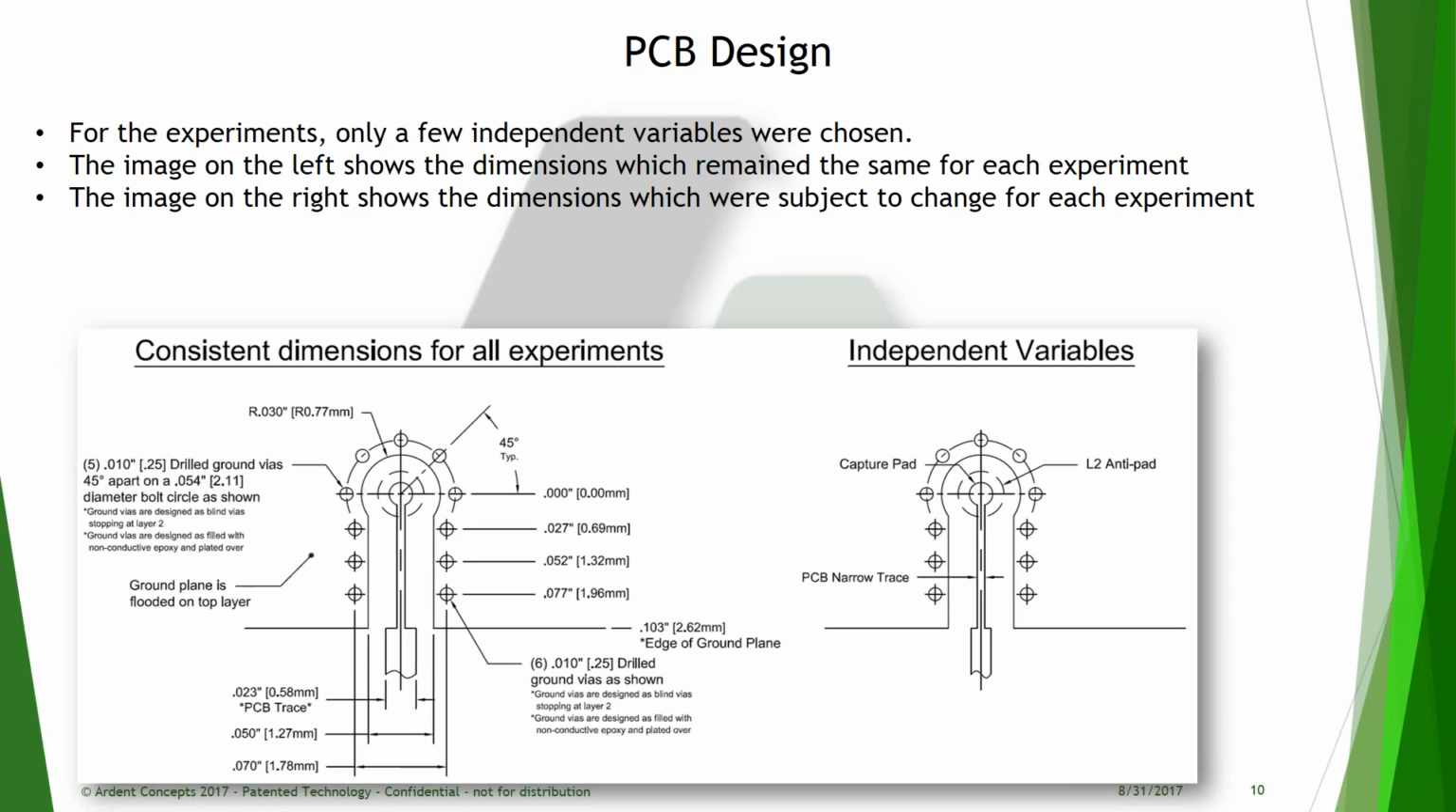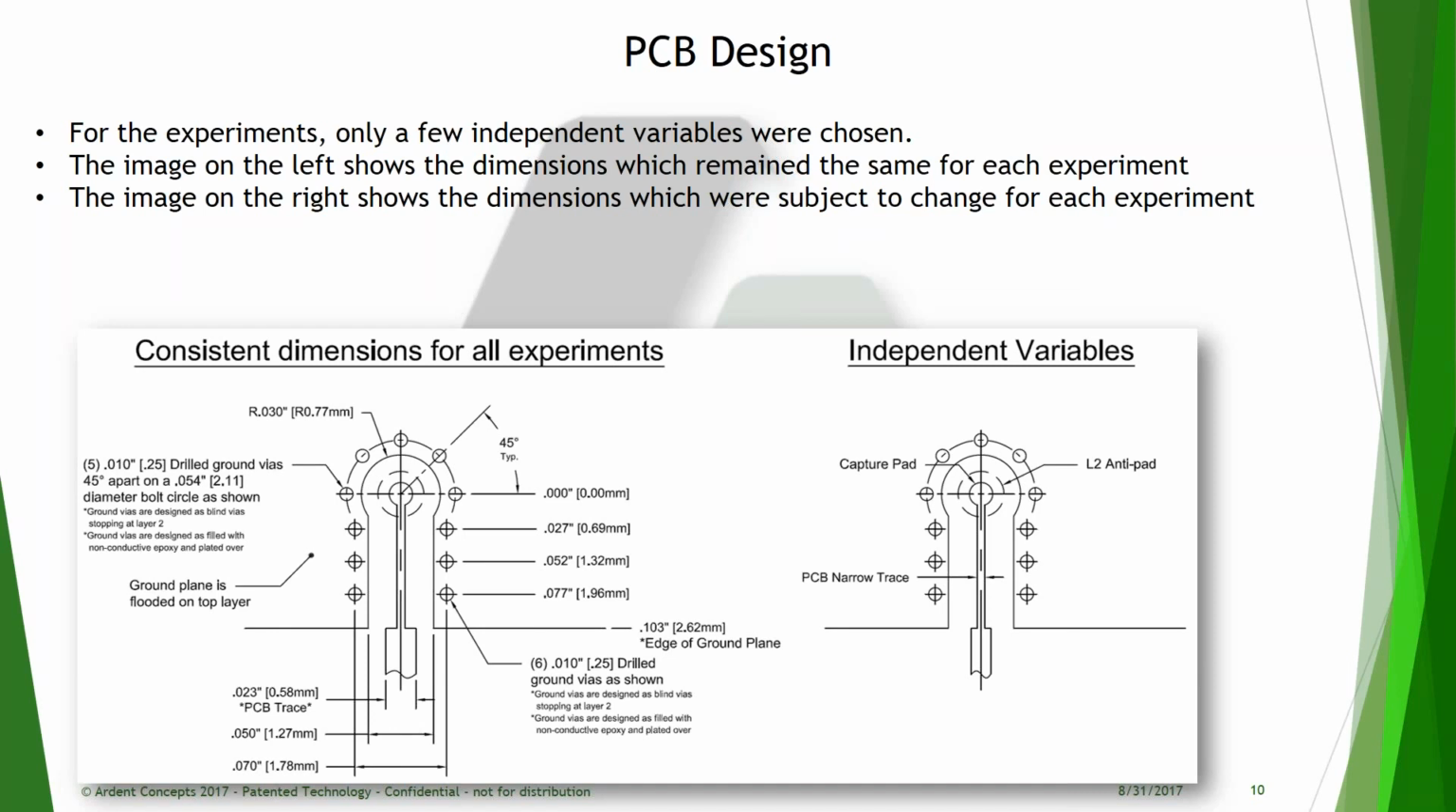Not only did we maintain the same PCB design and routing configuration, we also had a host of dimensions that remained the same throughout each experiment as well. Now, a lot of these dimensions are the dimensions that you'll find from the standard Ardent TR footprint design PDFs. On the left are the dimensions that remained the same for all experiments. Feel free to look over those, but in general, what remained the same was the ground via orientation, the top layer anti-pads, and narrow trace gap, and also the PCB trace as it entered into the footprint.